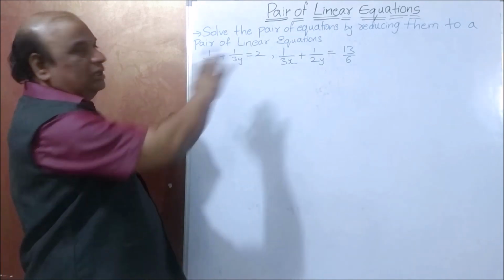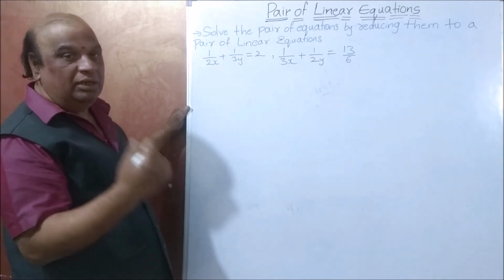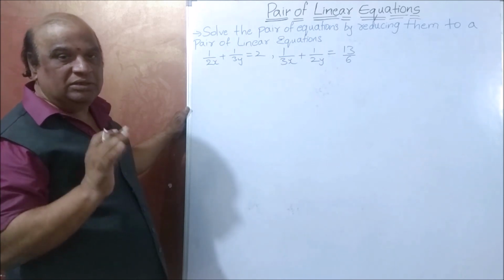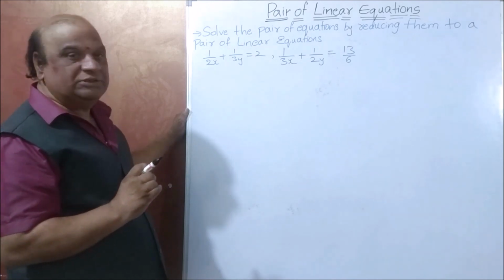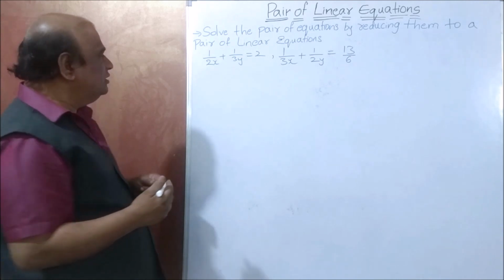Actually these are not linear equations. We have to convert them into linear equations. How is it done? This is very important. It is also one of the logical methods. How to frame this pair of linear equations?